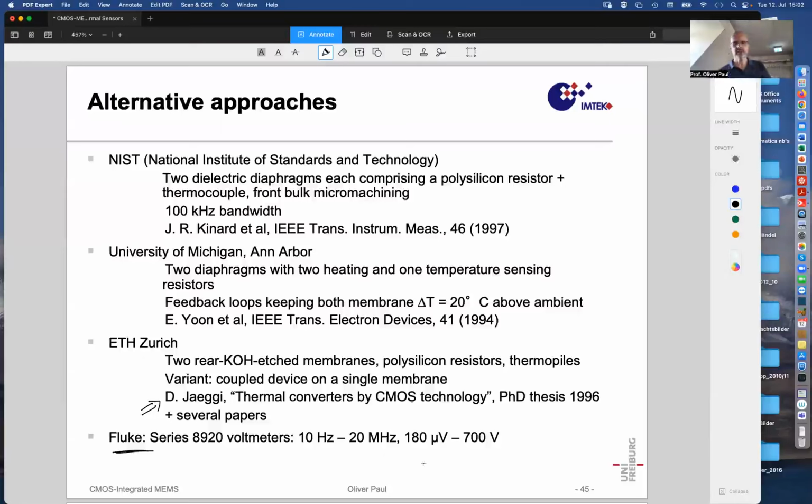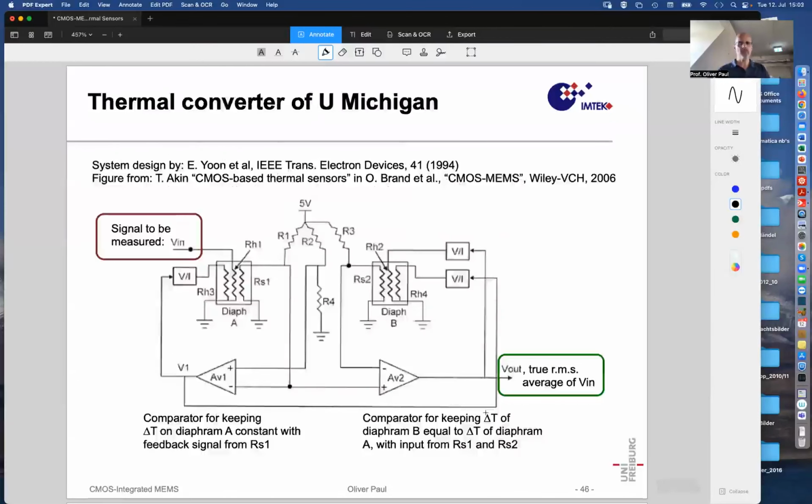And you see that the equivalent voltages are over quite a wide range. So here is one example from the University of Michigan, also based on two membranes, two diaphragms, as they call them, so continuous dielectric layers with implemented resistors. Each of these membranes had 3 resistors, as you see here, that are used for different purposes.